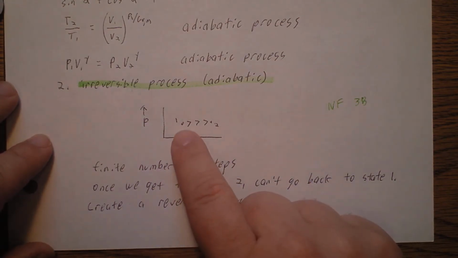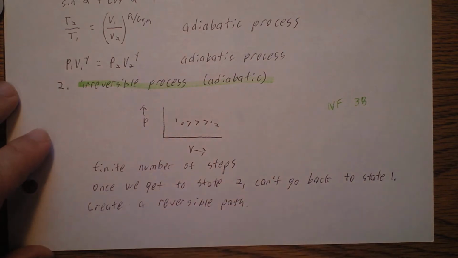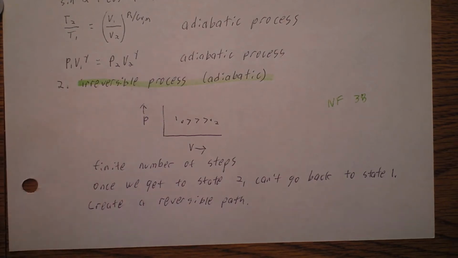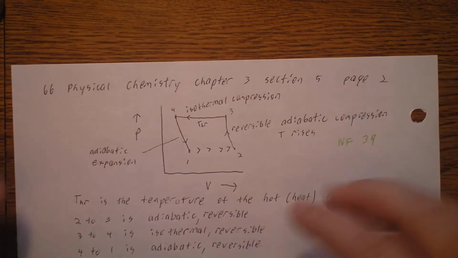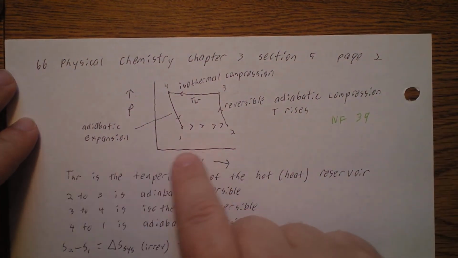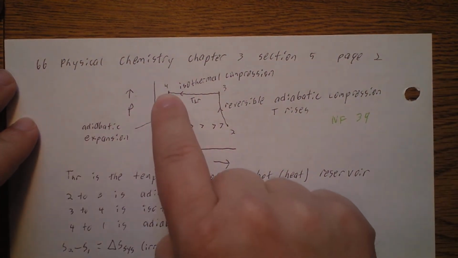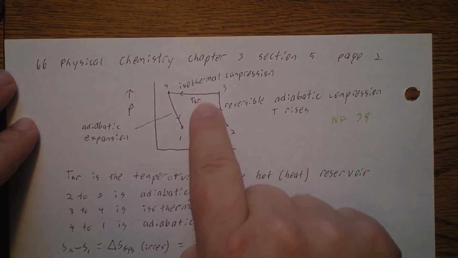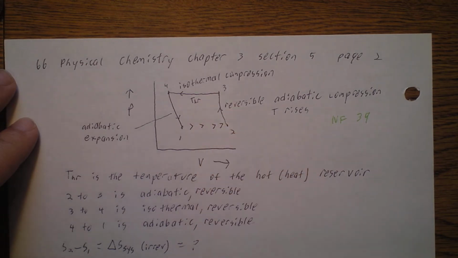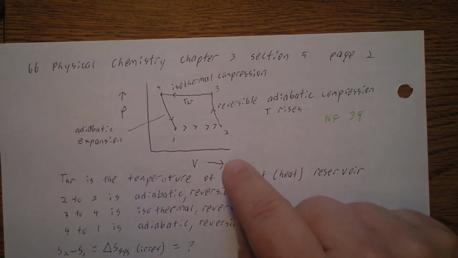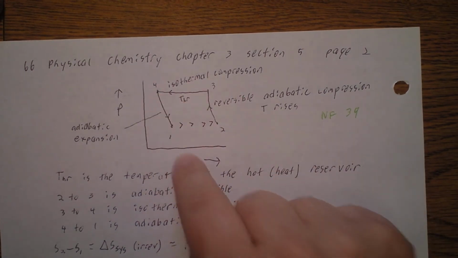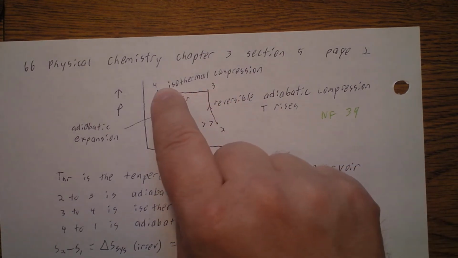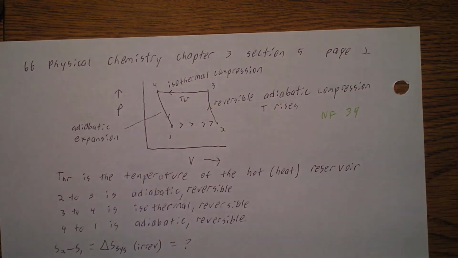So just like we did before with the phase change of supercooled water to ice, we're going to create a reversible path as an alternative. So here we are. From state 1, we're going to do an adiabatic expansion. Then we'll do an isothermal expansion. And then we'll do a reversible adiabatic compression. Except I had that backwards. So we're actually going to go back from state 2 to state 1. So we're going to do a reversible adiabatic compression, an isothermal compression, and then an adiabatic expansion.